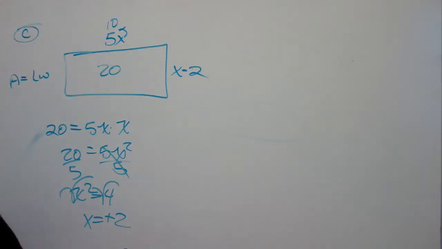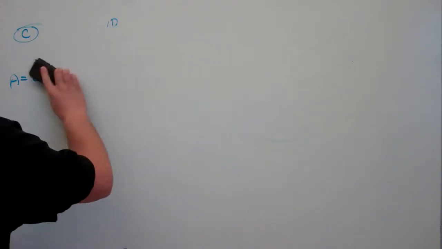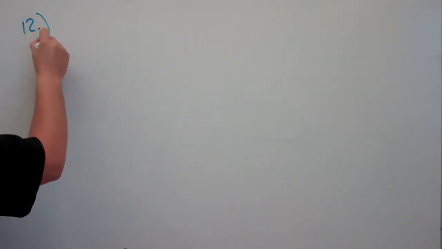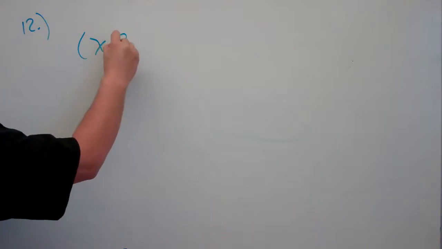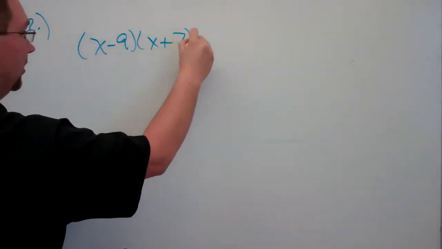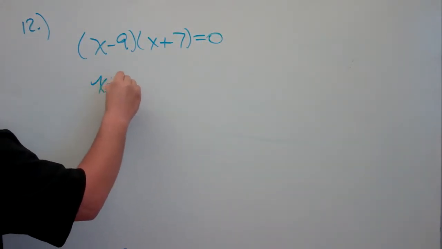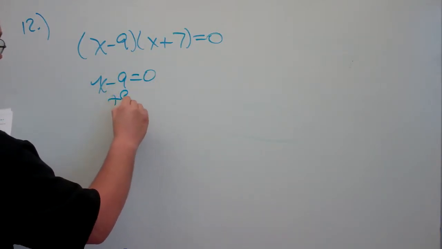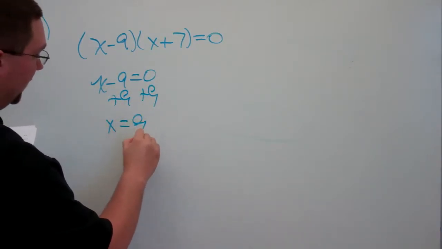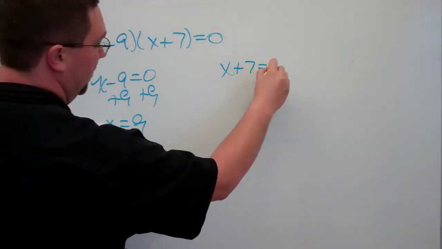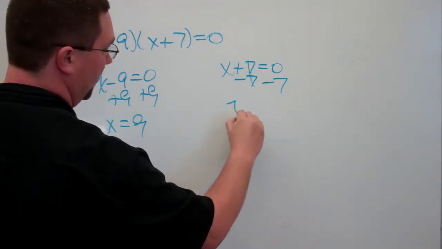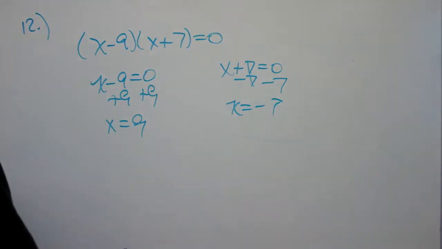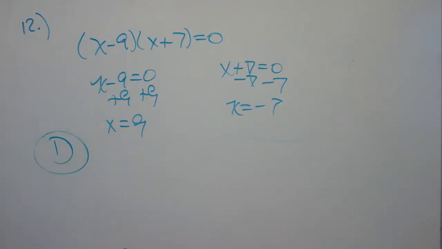Number 12, solve using the zero product property. It's about the easiest thing in the world. All right, (x minus 9)(x plus 7) equals 0, which means that x minus 9 equals 0. Add 9, x equals 9. And that means that x plus 7 also equals 0. Subtract 7, x equals negative 7. So your answers are 9 and negative 7. The answer is D. Alright?